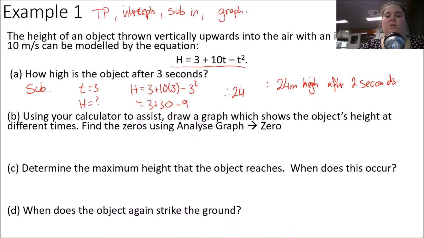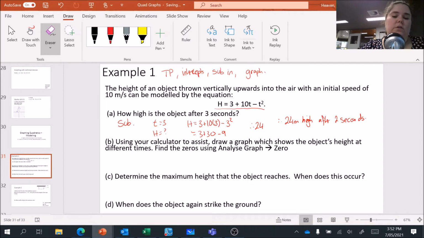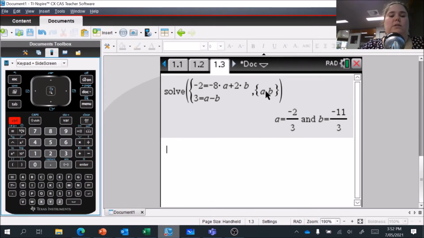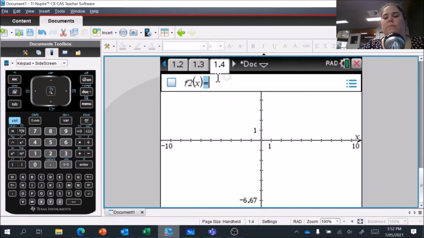All right, next one. Using your calculator to assist drawing. Now, this is something that actually takes a bit of practice. So let's have a look. Let's go to our calculator and we're going to add a new page and call it graphs. Now it's super important that you remember to replace the little t's with x's, because if you try and use a different variable in there than what it's stated, it's not going to work.